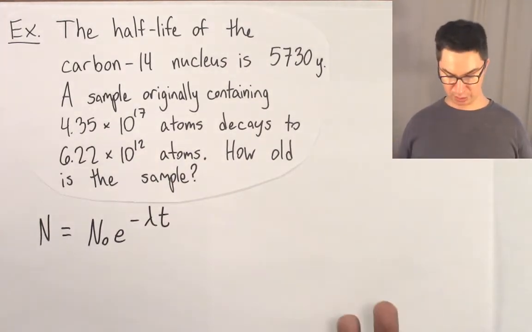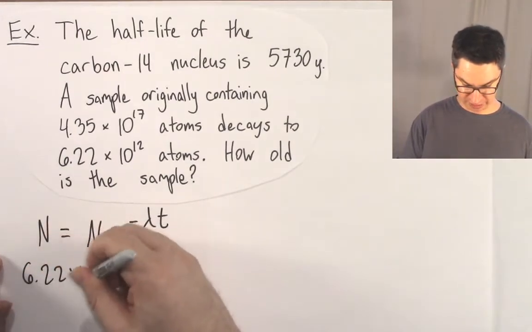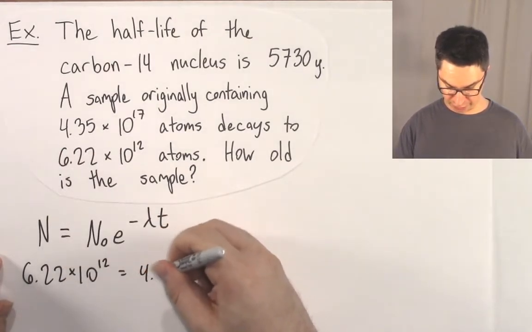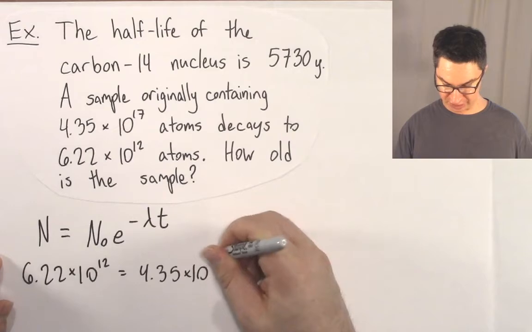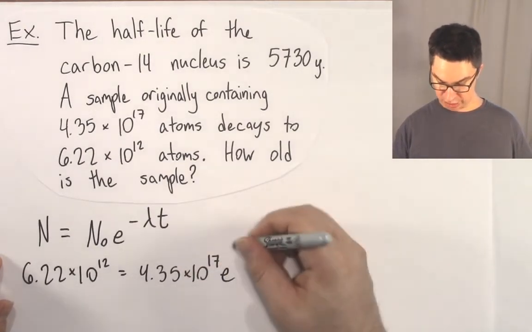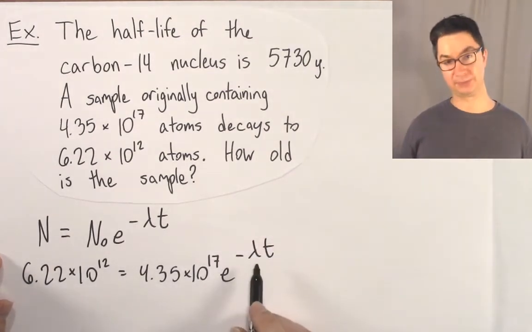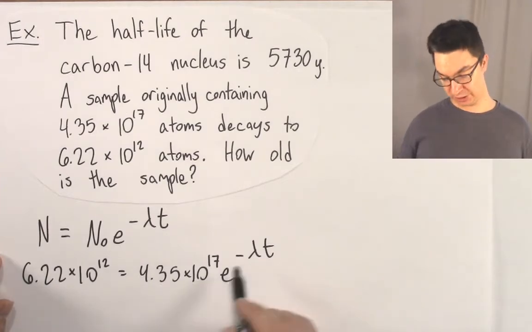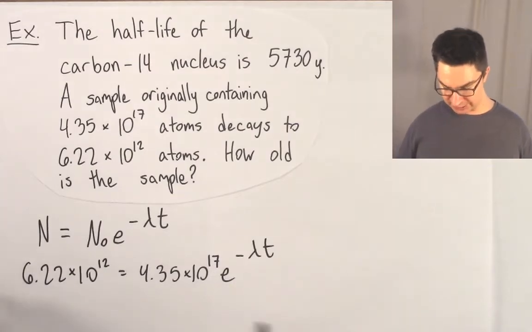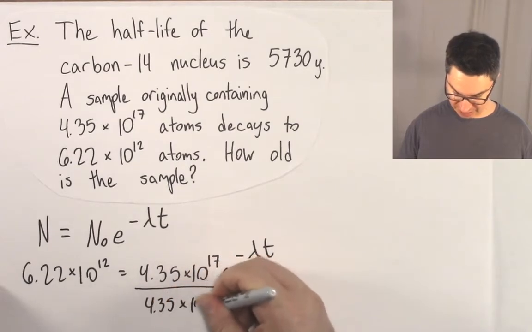So what do we have at our disposal? Well, we have the final number of atoms. So this is 6.22 times 10 to the 12th, and that's going to equal the initial number of atoms, 4.35 times 10 to the 17th, times e to the negative lambda t. So presumably, if we can figure out what lambda is, we can plug that in and then solve for t. Now, one thing that we might do at this stage, just to clean this up a little bit, is divide both sides by 4.35 times 10 to the 17th.